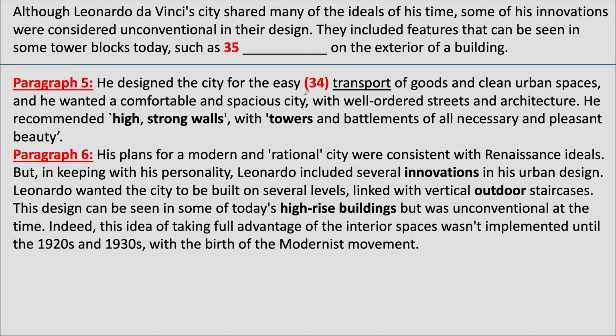This is where we found the answer to the previous question. The next paragraph mentions some of the words from the question. Innovations, outdoor, which is the same as exterior, high-rise building, which could mean the tower blocks. But there are some words in the fifth paragraph too. Towers and high strong walls, which could have something to do with outdoors. But after the 34th answer and before the 35th answer, we expect this information. So we look for the answer in paragraph 6.